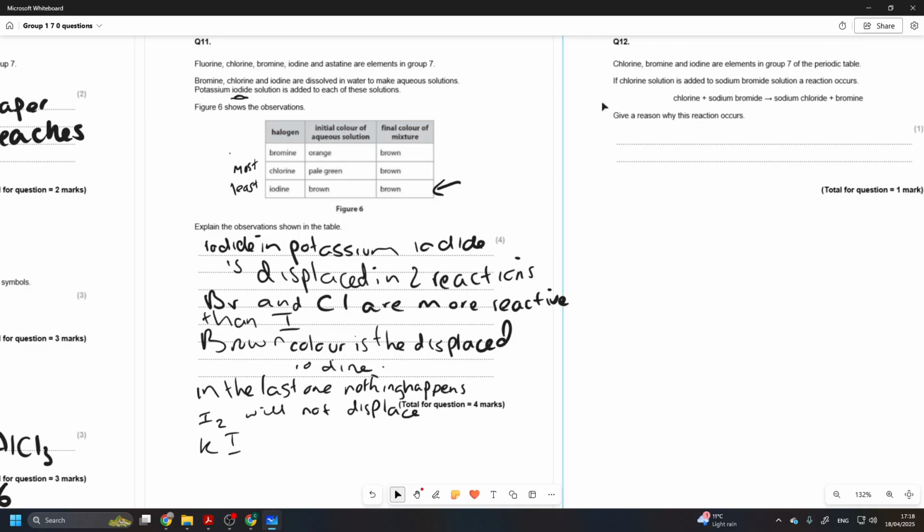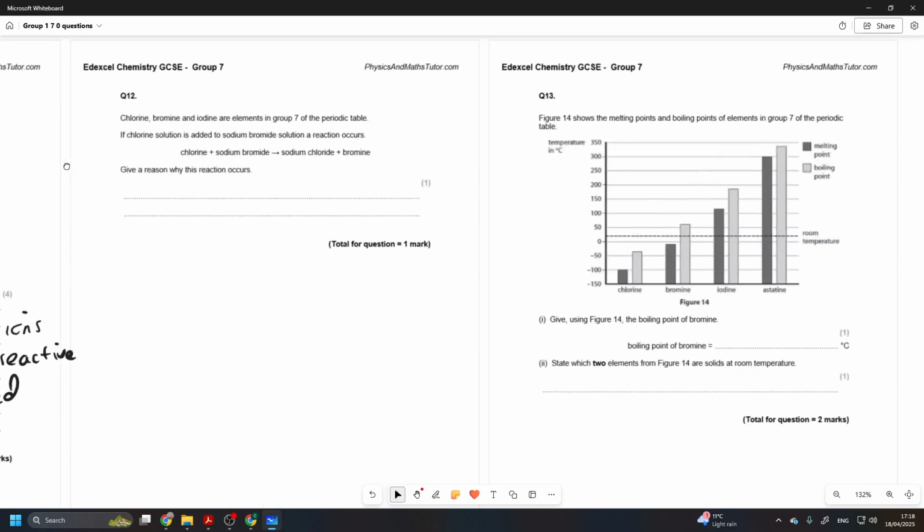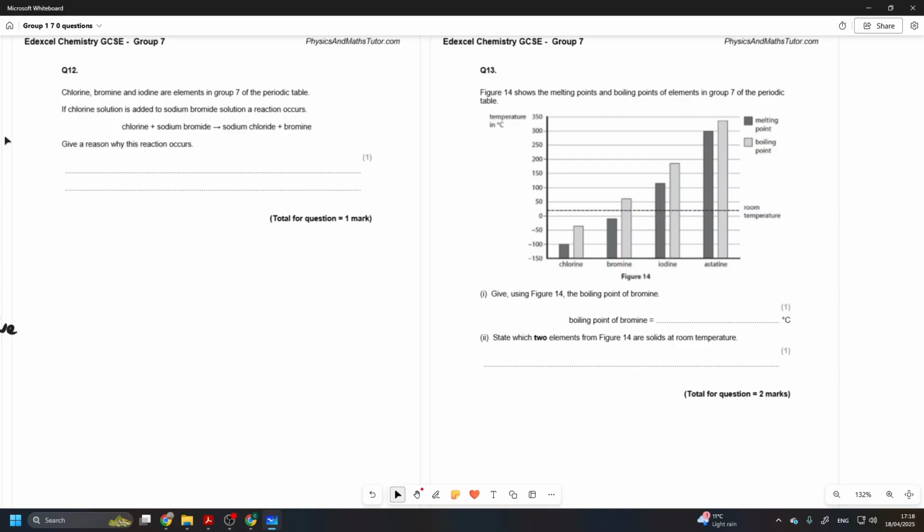Right, question 12. It says, chlorine, bromine, iodine are elements in group 7 of the periodic table. A reaction occurs if chlorine solution is added to sodium bromide. Give a reason. This is directly linked to the question we've just done. It's a displacement reaction because chlorine is more reactive than bromine. That's why it happens.